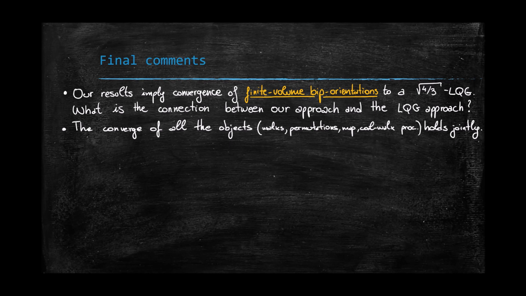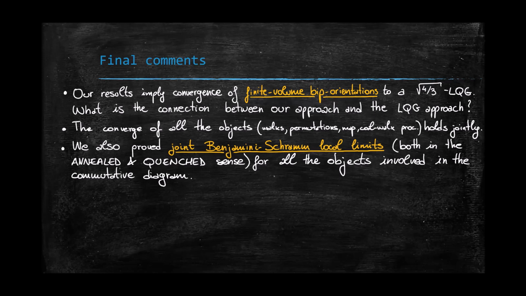Another point is the convergence of all the objects, so the convergence of tandem walks, permutations, bipolar orientations, and Coalescent-Walk processes, all jointly. In our paper, we also proved joint Benjamini-Schramm local limits, both in the annealed and quenched sense, for all the objects that were involved in the commutative diagram. Benjamini-Schramm convergence is a type of convergence that is local, in the sense that you have to look at a ball of fixed radius around a vertex of your discrete objects chosen uniformly at random.